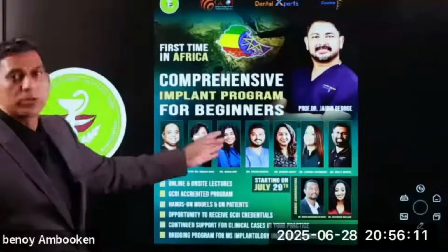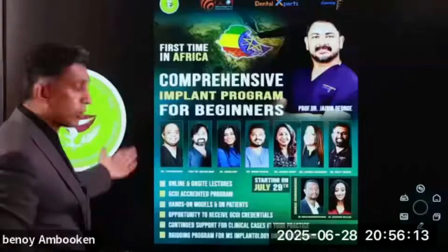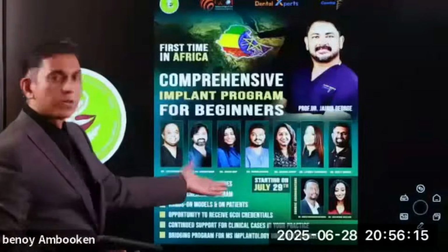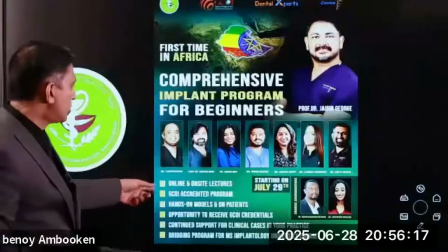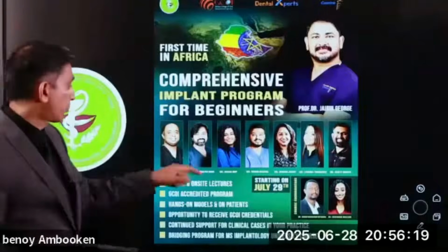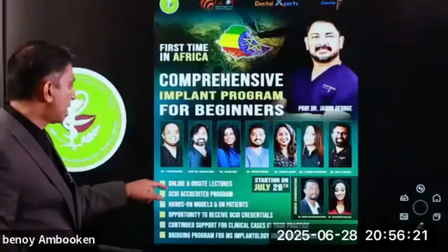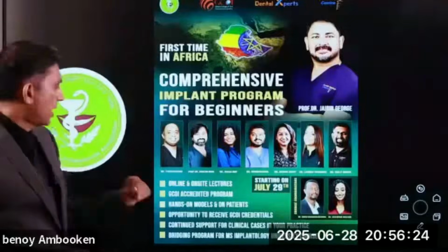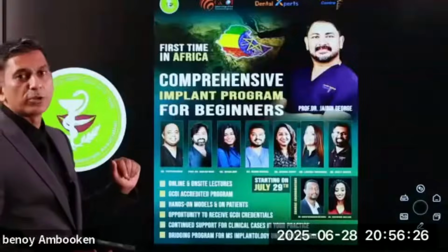That's a group of doctors. There are prosthodontists, oral surgeons, and radiologists. This is also a GCI accredited program. That's an advantage with the hands-on model and on patients. And the credit points are also allotted.